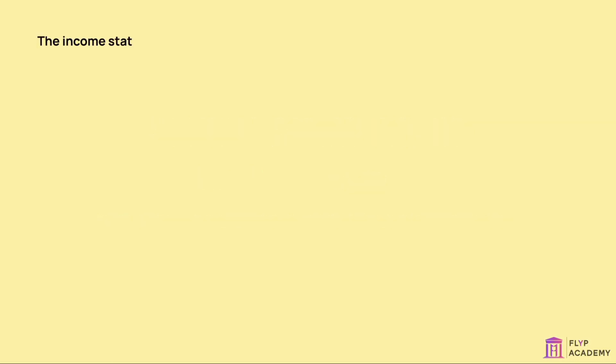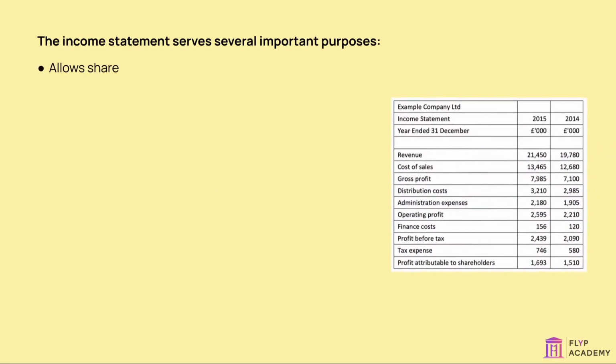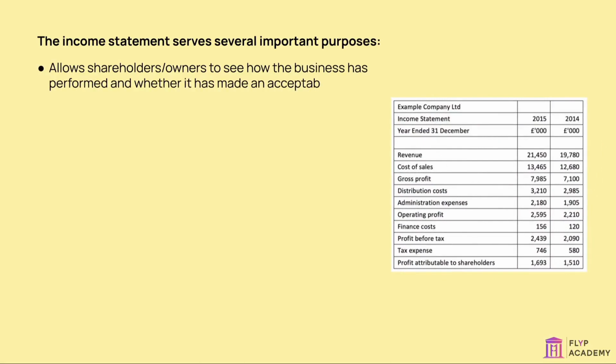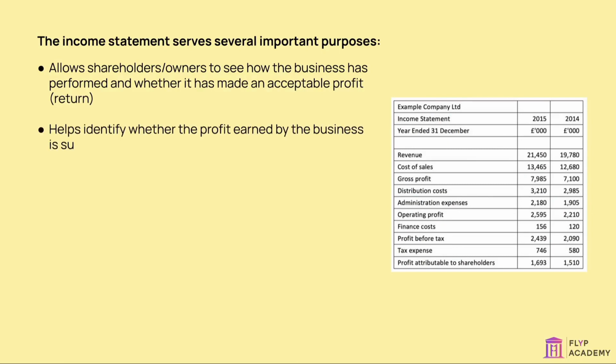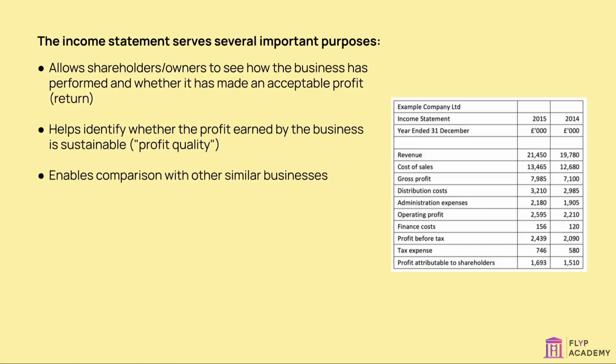The income statement serves several important purposes. Allows shareholders, owners, to see how the business has performed and whether it has made an acceptable profit, return. Helps identify whether the profit earned by the business is sustainable, profit quality. Enables comparison with other similar businesses, for example, competitors, and the industry as a whole.